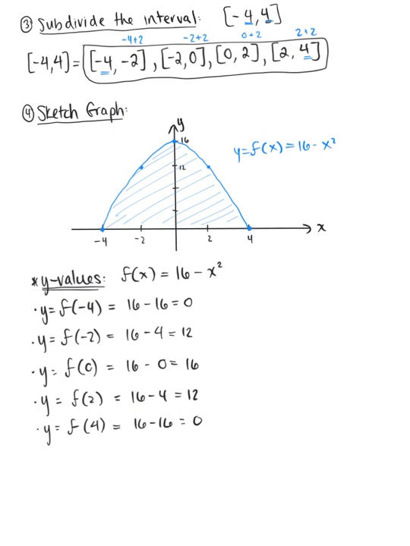So now what we need to do is divide this into rectangles, or we want to draw a rectangle over each of the subintervals. So we have a rectangle from negative 4 to negative 2. So here is our first rectangle. We have another rectangle from negative 2 to 0. So here is our second rectangle. Our third rectangle is from 0 to 2. Here's that third one. And then last but not least, we have a rectangle from 2 to 4.